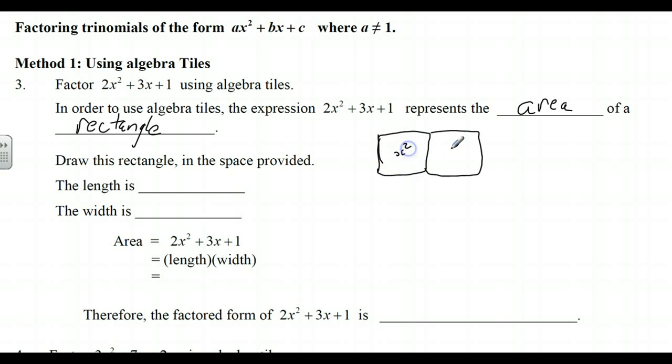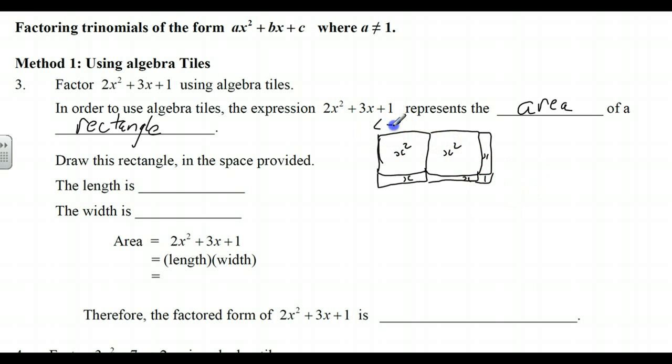So that's x squared, x squared. I've got to place 3 x's here. So if I put 1 here, and 1 here, I will leave a space. So there's 1x, 2x. Now the only other place to put this so that I can make a rectangle is there, and then I've got a 1. So we've got 2x squared plus 3x plus 1.